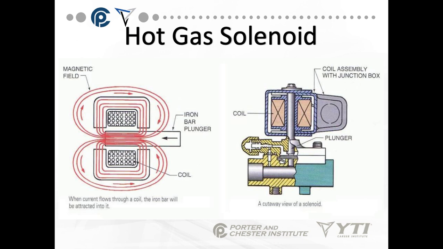Sometimes we also have a hot gas solenoid. Again, when current flows through the coil, the iron bar in the solenoid is attracted to it and it opens the solenoid valve. Now, a hot gas solenoid is in the discharge line of the compressor, and it allows hot gas from the compressor discharge to bypass the condenser, the receiver, and the metering device and dump directly into the evaporator coil.